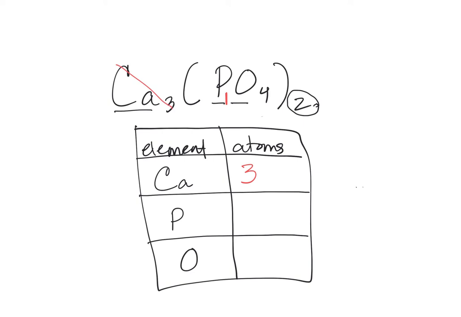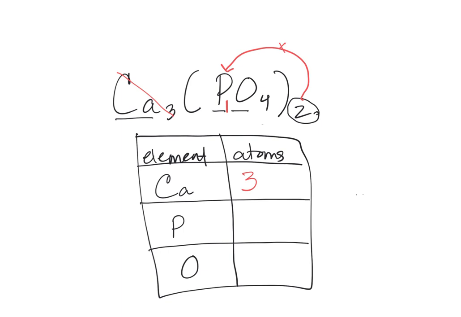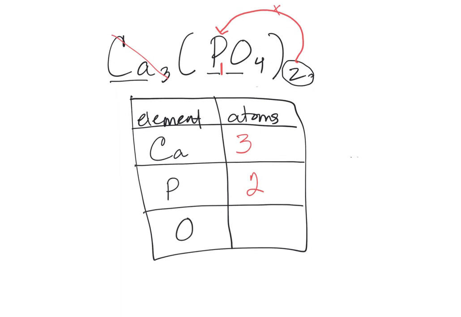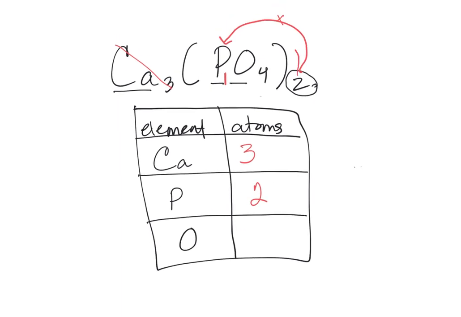But let's work on our phosphorus. So it's going to be subscript times my phosphorus subscript. So that's 2 times 1 is 2. And then I'm going to have my subscript times my oxygen subscript, which is 4. 2 times 4 is 8. Now let's look at the total. Total atoms, I have 13. Even smaller yet than the other one.